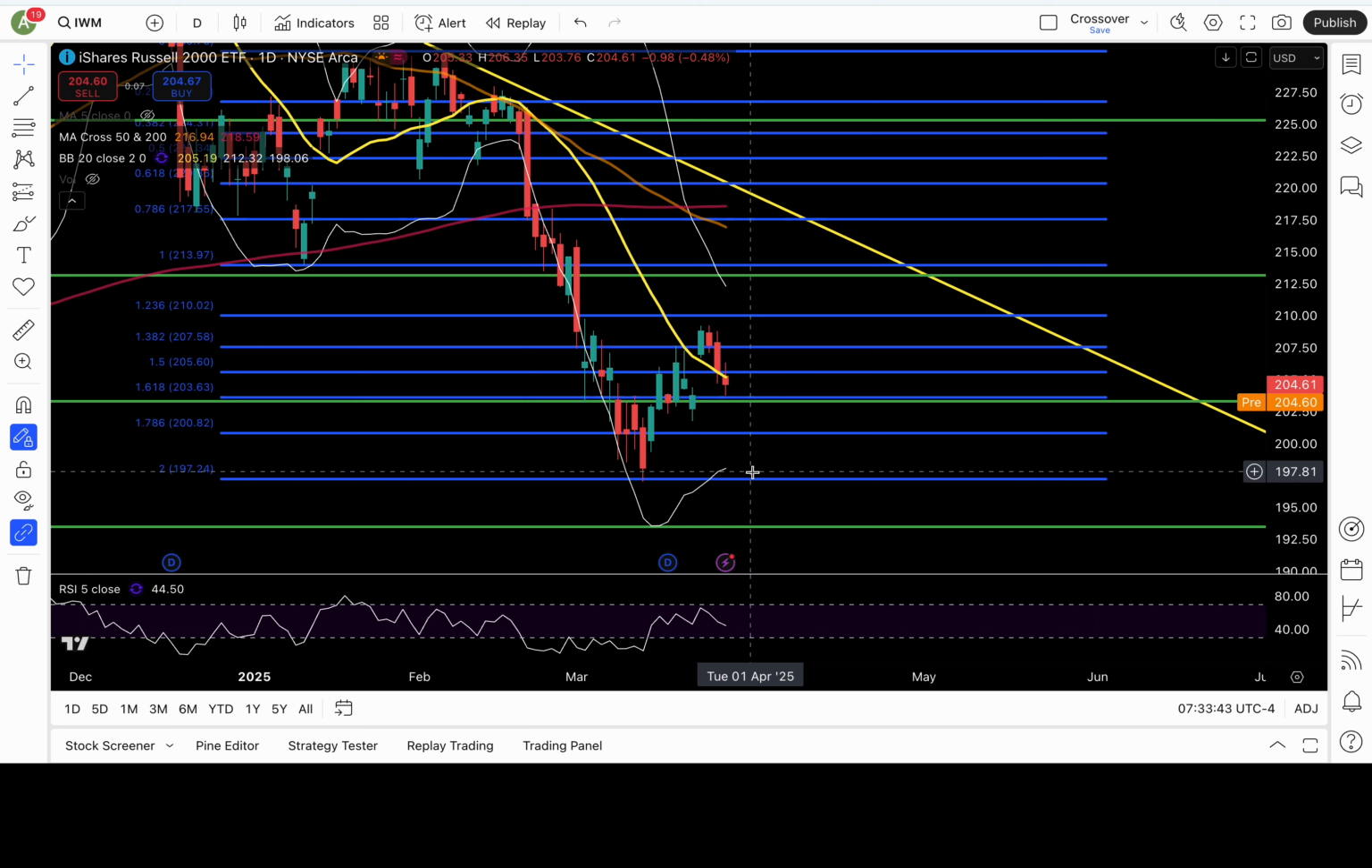All right, so if we are going to get a bounce, I need to see that false breakdown setup. I need to see the bears get tricked out and resistant levels or lost levels get recaptured. For me, that is 205.6. If it recaptures the fib level and it recaptures the 20 daily moving average, that's your sign to go bullish. 207.5, 210 or higher would be in play.